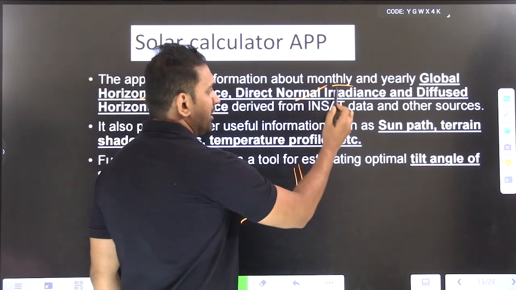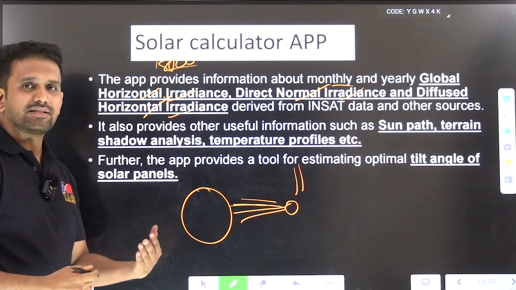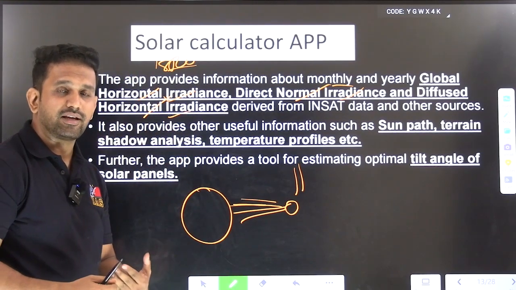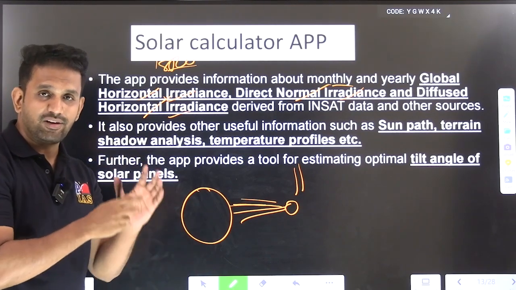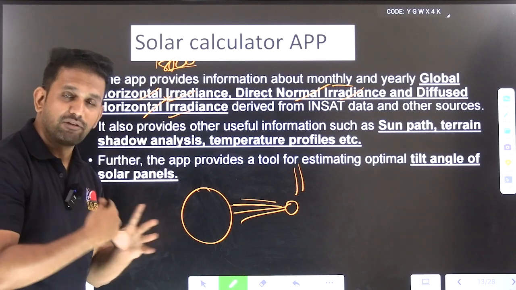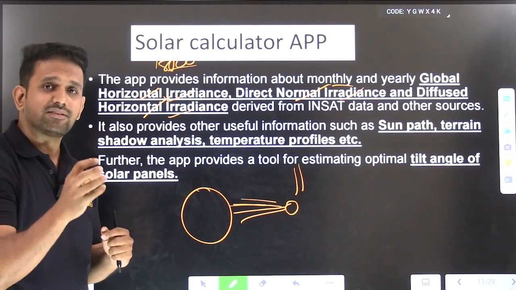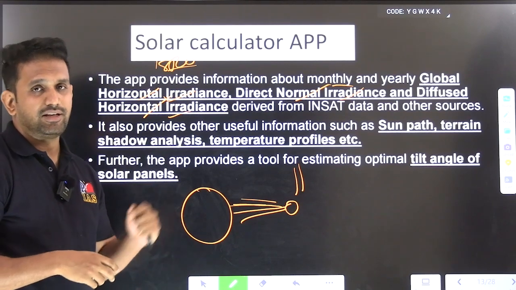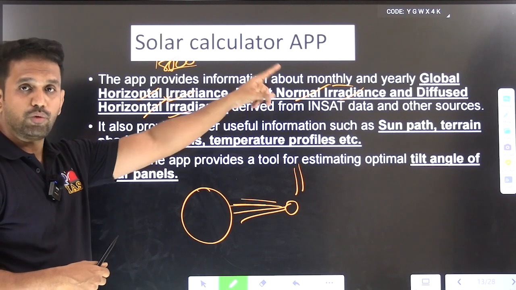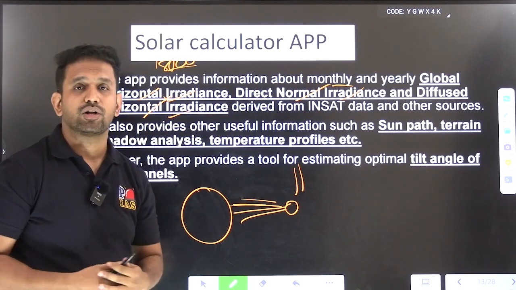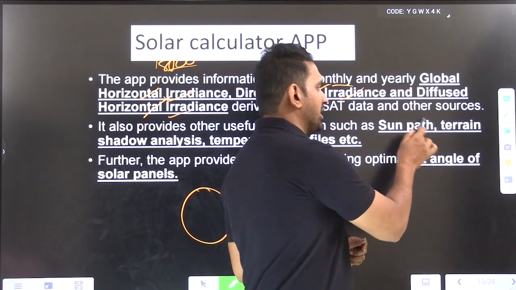Direct normal irradiance is how much? Diffuse horizontal irradiance: like in the winter season, if there is fog or smog, what about the irradiance from the sun, whether it will come in full or get obstructed, whether it will come diffuse. So all that information about sun rays falling on earth will be given. Local information will also be given. Global information is also given with the help of the Solar Calculator app.